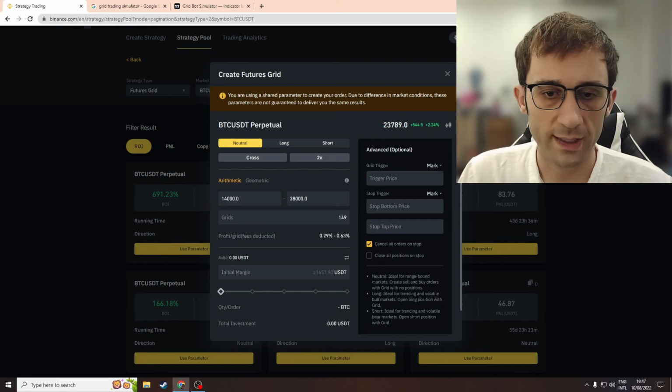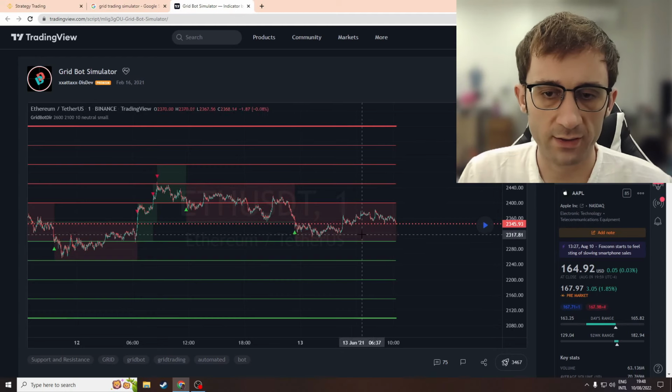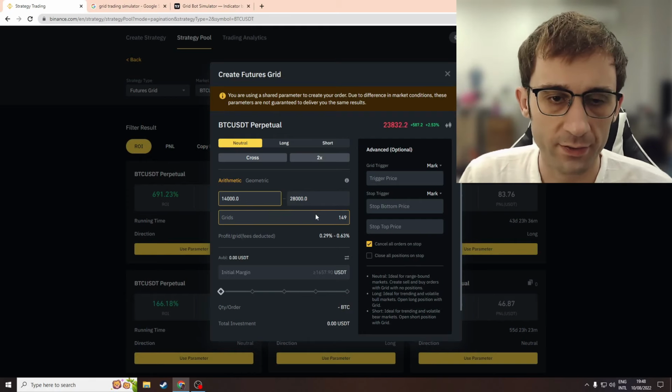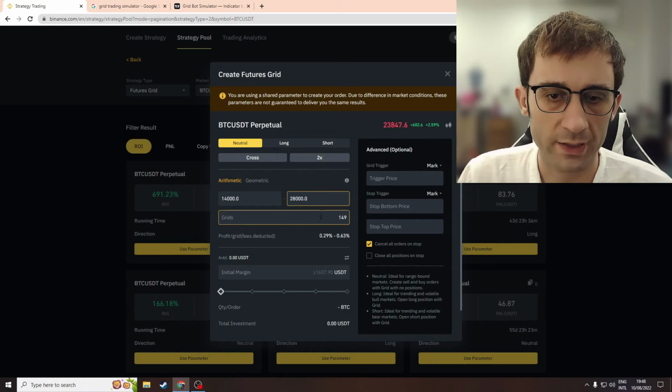We're not trying to chase a high percentage margin. We're just trying to use a grid bot trading strategy to grab the small fluctuations in the token's price movement, and we can make small profit. So here we're setting up 149 grids, where the lowest one is 14,000 and the highest point is 28,000. We're going to have 149 different possible trades between these two price zones.